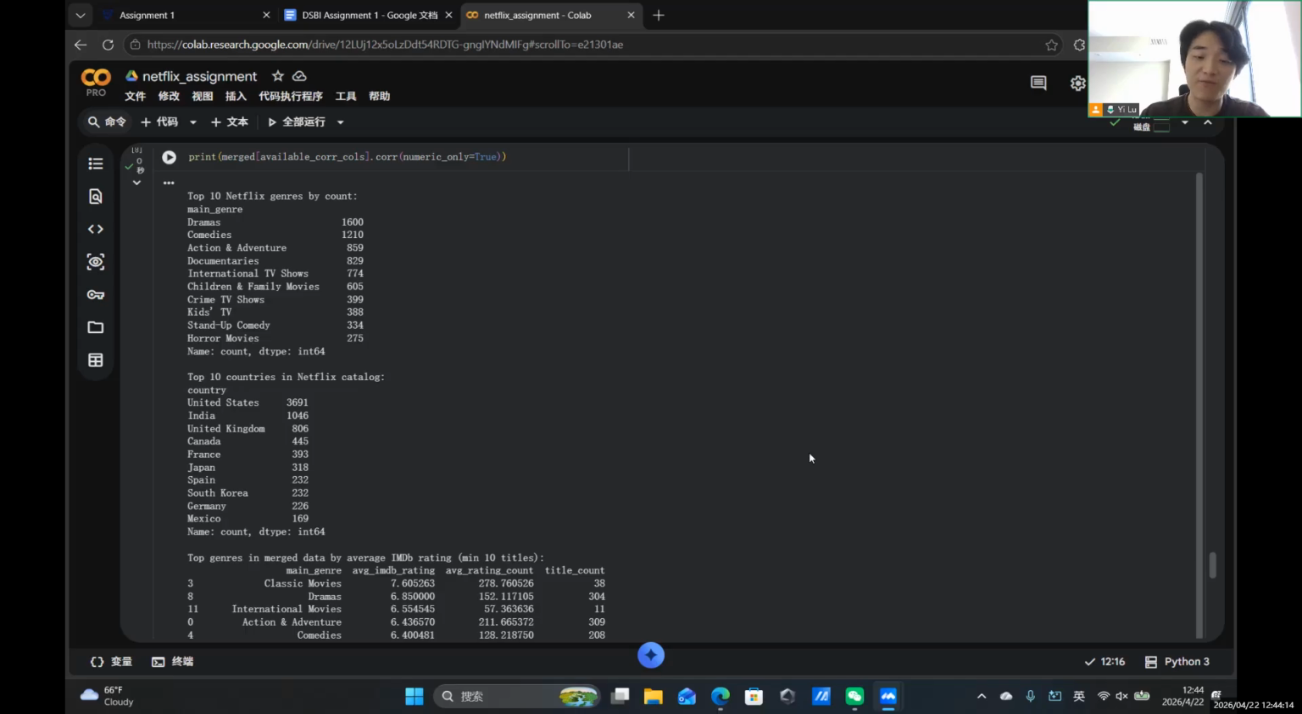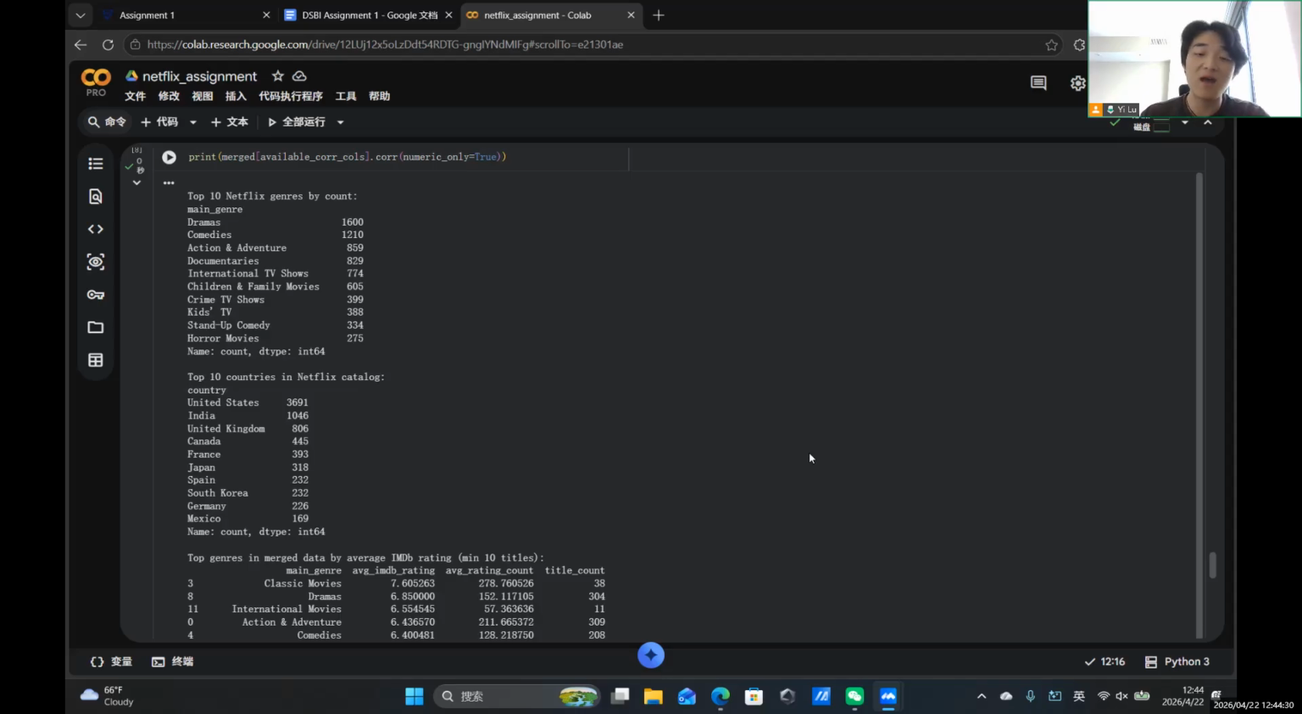Another useful pattern is that runtime shows a moderate positive relationship with rating in the merged movie sample. This does not mean longer movies are always better, but it does suggest that audience appeal is influenced by content characteristics, not just the quantity.